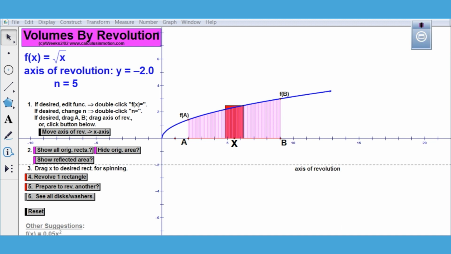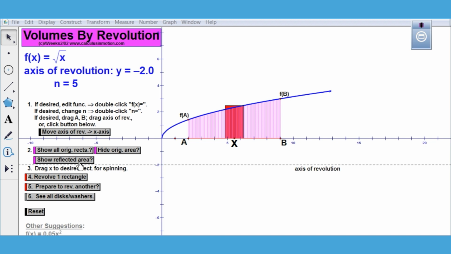You will be given an area. This area is this pink area from A to B, under the function root x. And you will be asked to rotate it around a line. The line will be parallel to either the x-axis or the y-axis. In this case, it's parallel to the x-axis. See this axis of revolution?